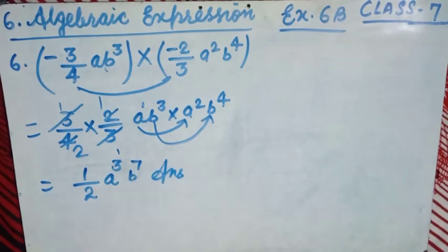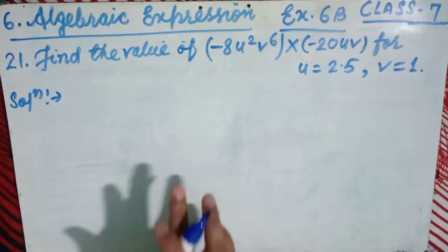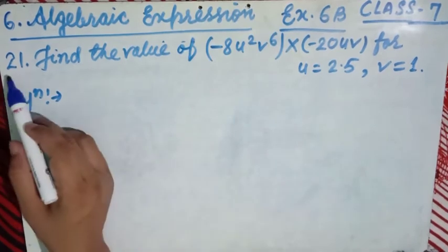I hope it is very clear and you understand. We have jumped to question number 21. Why did we approach question number 21? Because questions 1 to 19 are of a similar type. This is why we jumped to question number 21.